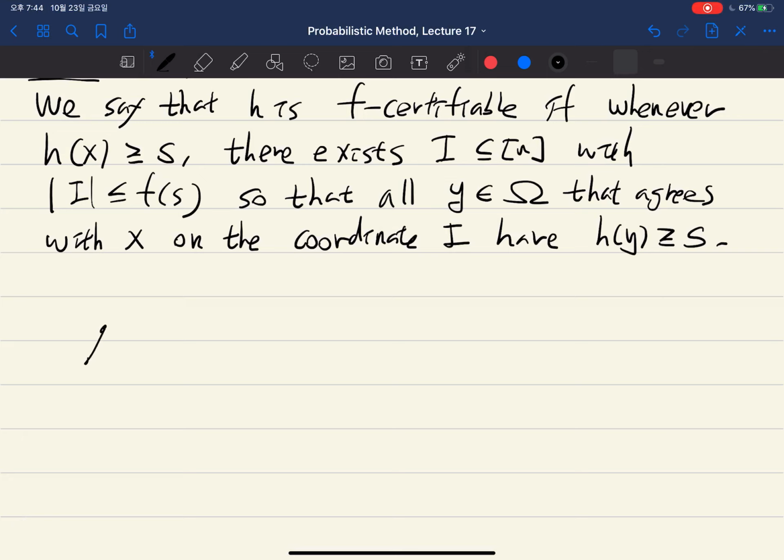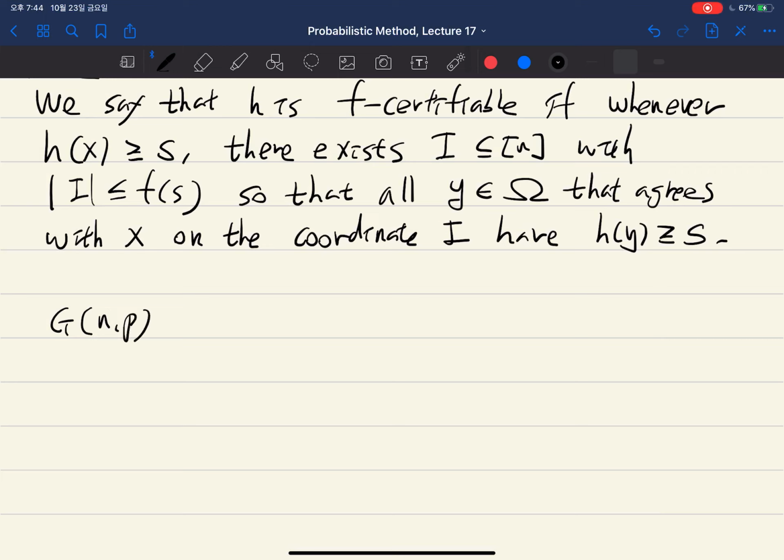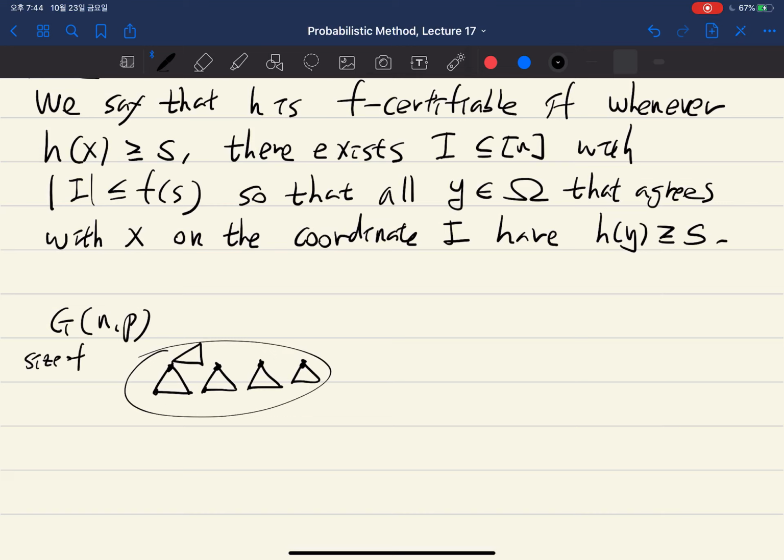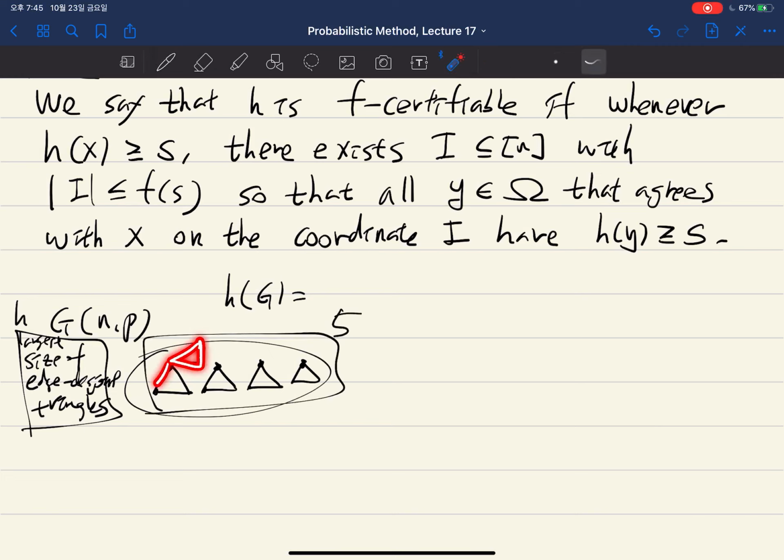So for example, consider a graph, again in the graph model; this random graph gives us the measures on graphs. And if you have a graph, let's say we want to compute the largest size of edge disjoint triangles. Then that's our h: h of G is the largest size of edge disjoint triangles in G. Let's say it is 5 here, so this means that there are 5 edge disjoint triangles, right?